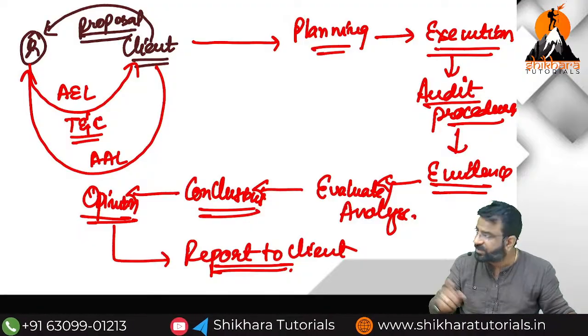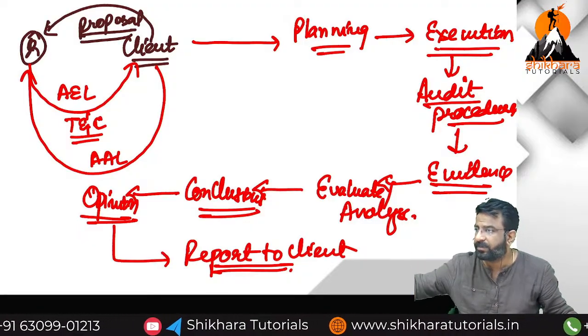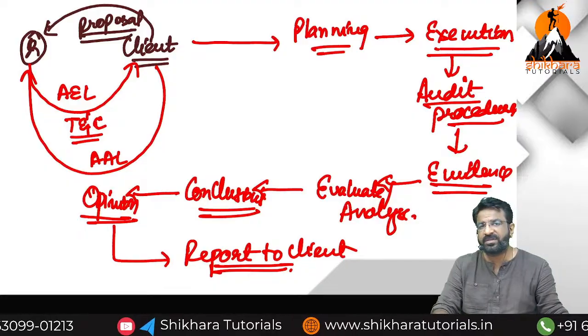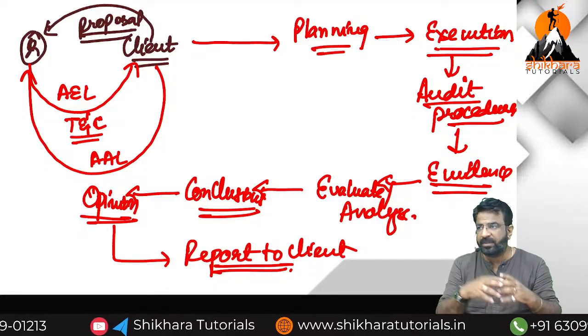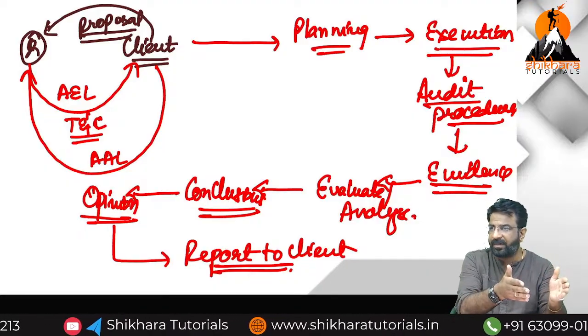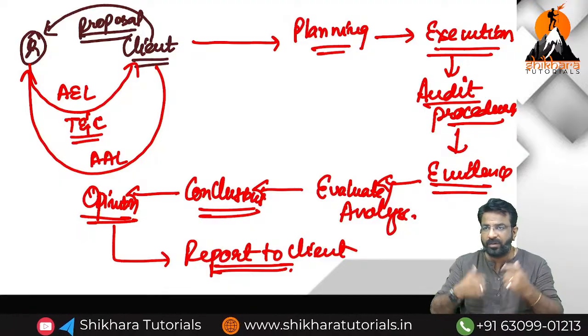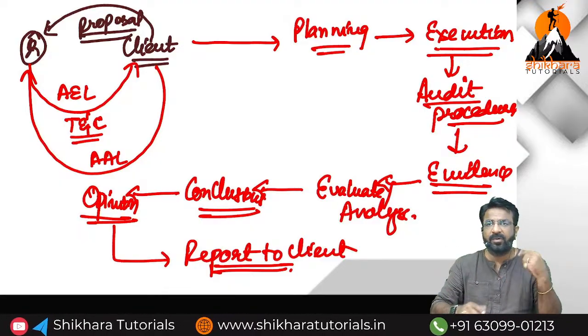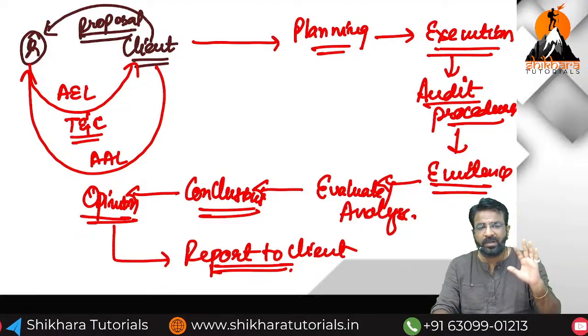Did you get the point? This is called the audit process. So tell me, what is process number 1? Proposal. Then you send a letter, the audit engagement letter. Then you get an appointment letter. Then you start doing planning. Then you will do execution. You start doing audit procedures.